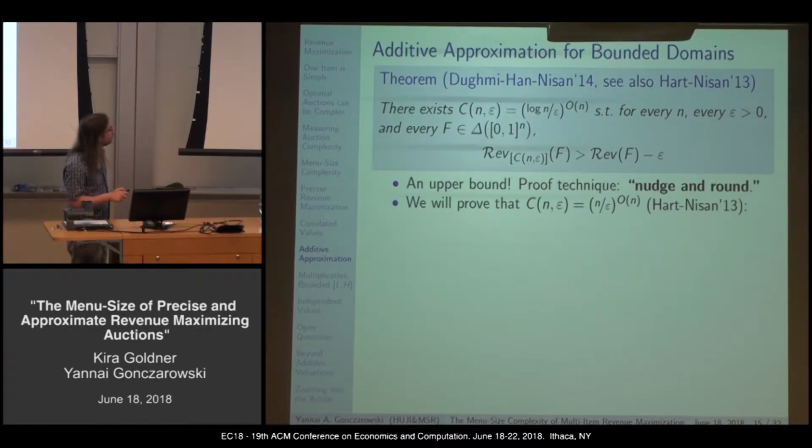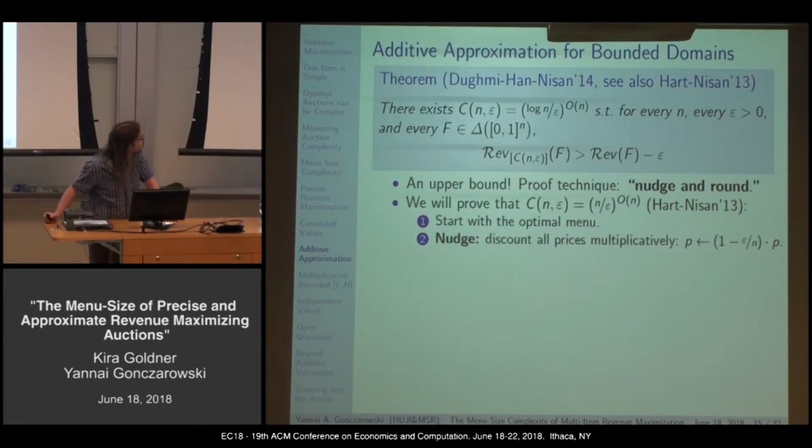We're not going to prove the (log n over epsilon) to the O(n) bound, which is due to Dughmi, Han and Nisan. We're going to prove the (n over epsilon) to the O(n) bound, which is Hart and Nisan's original theorem. So here's the way to find a small menu of this size that guarantees optimal revenue up to an epsilon. We start with the optimal menu. Maybe huge, maybe infinite, but let's start with that.